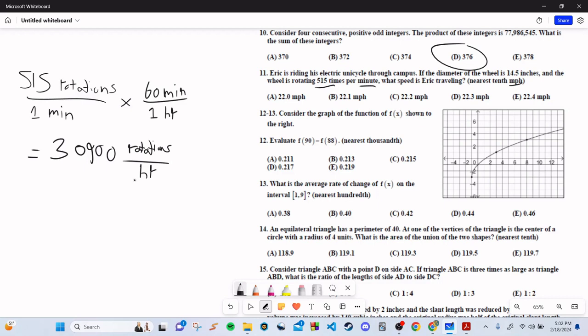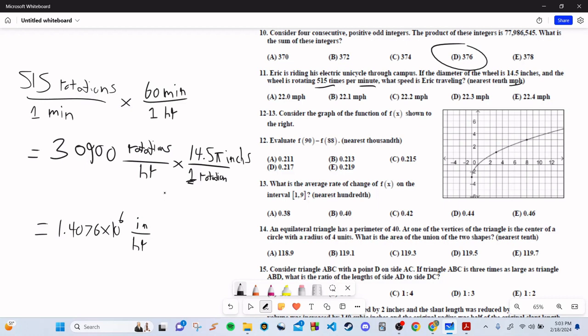Okay, but we want miles per hour. So how do I get from rotations to miles? Well, I know that for every one rotation, that's one circumference length, right? So that's going to be 14.5 pi inches. And so if I multiply by 14.5 pi, I'll get about 1.4076 times 10 to the 6th power inches per hour.